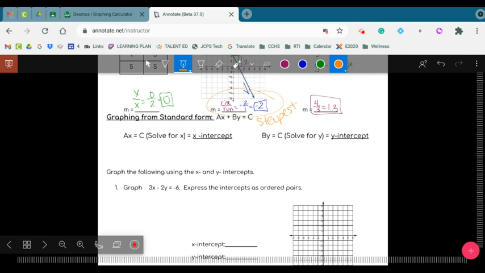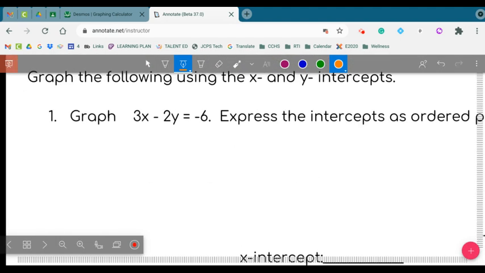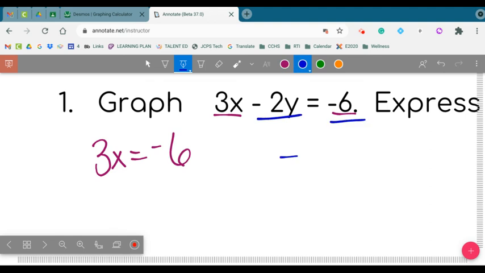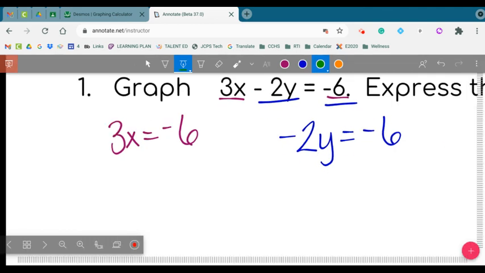Graph from standard form. So whenever we're graphing from standard form, we're going to find the x and the y-intercept. So we're going to set our x value equal to our c and our y value equal to our c, and we're going to solve them. So this one, we're going to set our x equal to our c. So we're going to have 3x equals negative 6. Then we're going to set our y equal to our c also. And then we solve for both.